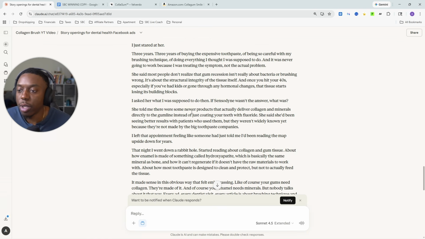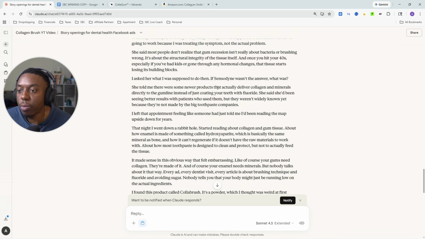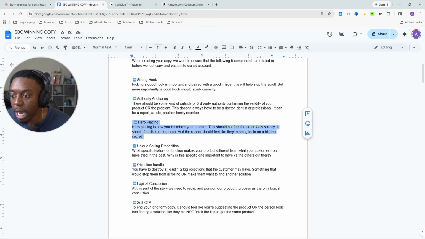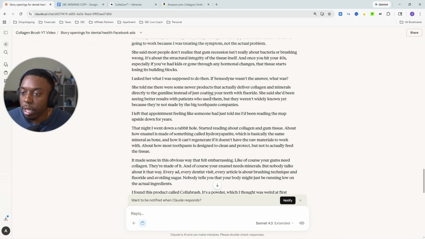I asked her, what was I supposed to do then? If Sensodyne wasn't the answer, then what was? She told me there were some new products that actually deliver collagen and minerals directly to the gum line instead of just coating your teeth with fluoride. All right, guess where we're going into now? The product introduction, right? So this is how you subtly introduce the product. You don't just start off by saying, yeah, so there's this product here from this brand called alexrobinson.com. You go to the website, you go to add to cart, and then you can hit checkout. You can actually click the link on the same ad right now to get straight to the website, right? That's not what you want to do. What you want to do is slightly and slowly introduce it.